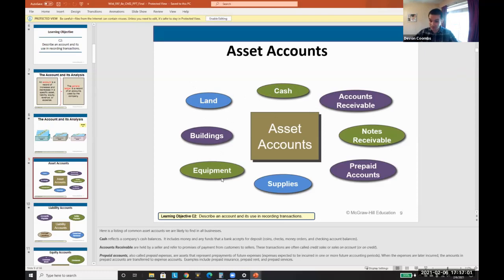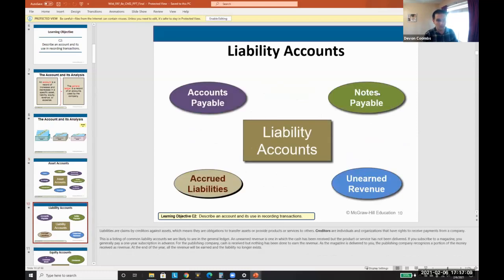How are these funded? Through liabilities or equity. So what are examples of liability accounts? Accounts payable, notes payable, unearned revenue, and accrued liabilities. Memorize these, but these make sense as liabilities. What are liabilities? Liabilities are something we owe. That's all it is. Liabilities are just something we owe outside of the organization.